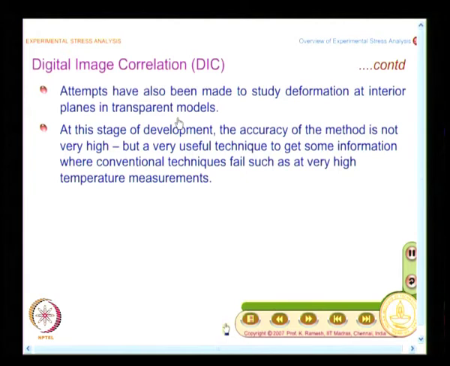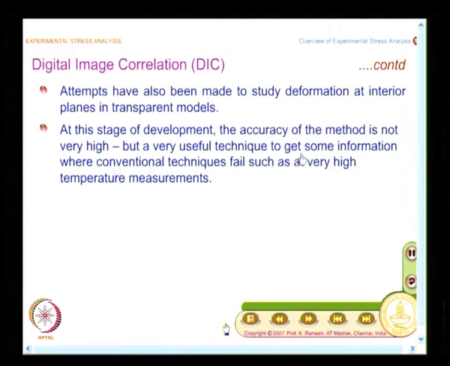And you should also accept that, at this stage of development, the accuracy of the method is not very high. So, that is a scope for research. If the accuracy is not high, this is the ideal area where people can refine.